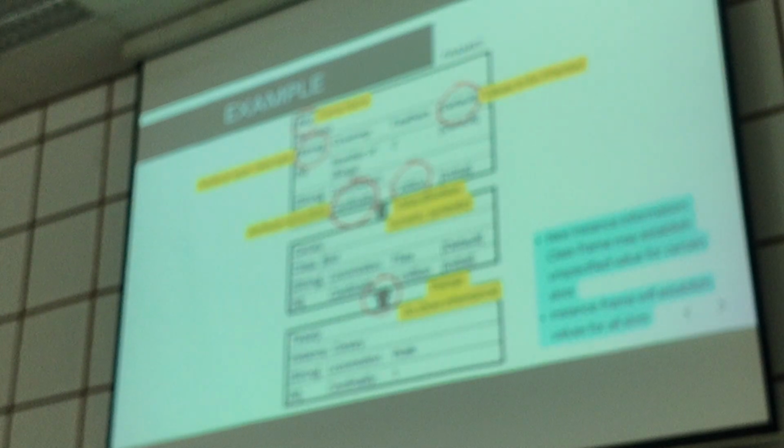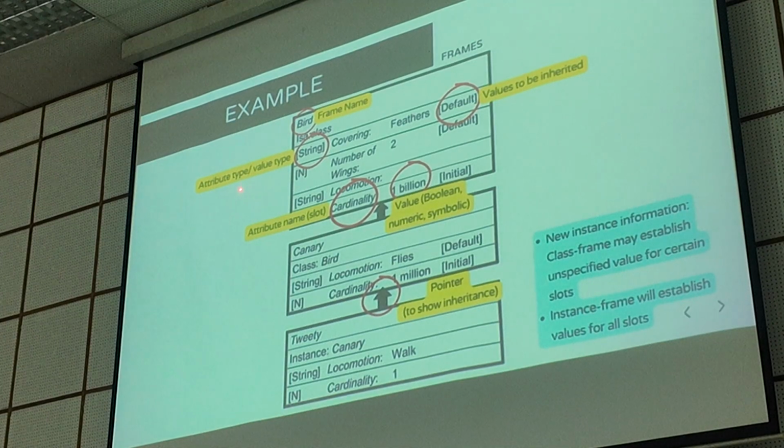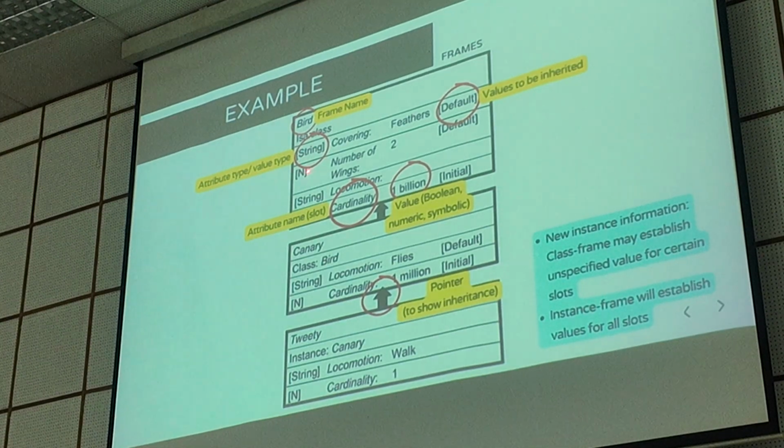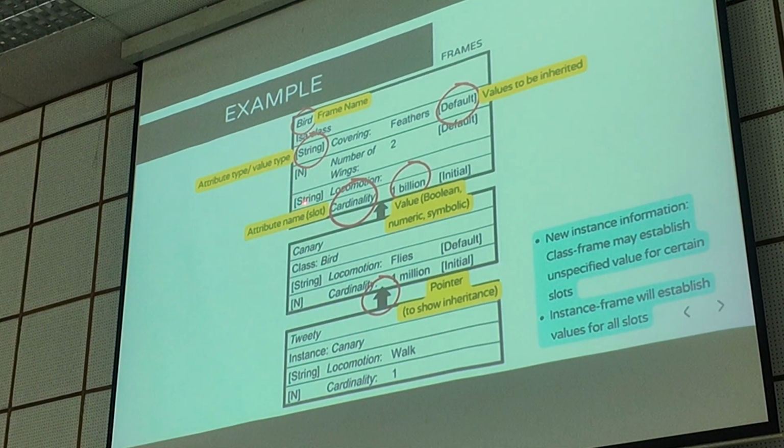So these are more examples. Bird is a class, and then what are the values here? We have a price. Ostrich is a bird, it's an example, so you put an instance. And Fred is also an example of the ostrich. That's it. You can extend this frame to include more information, such as the data type, which is string, maybe numeric.